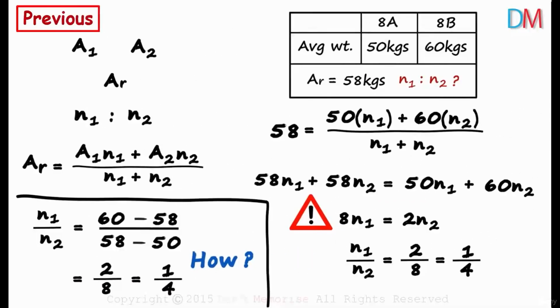This is where we left off in the previous session. To find the ratio n1 to n2, we don't really have to perform this long procedure. Just this was enough to get the ratio. But how did we write this directly? That's what we will understand in this video.